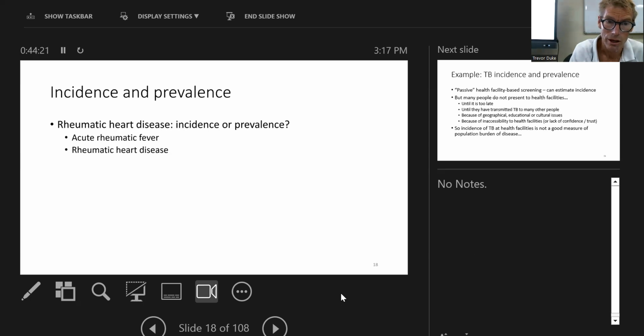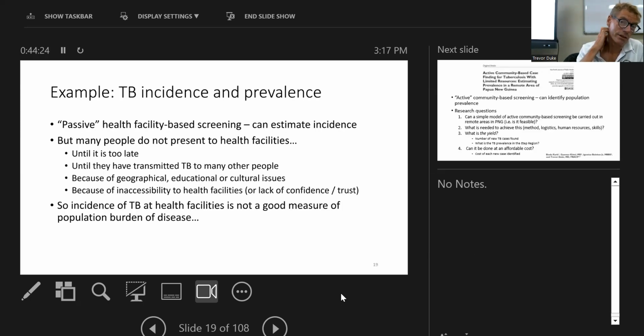Right. All right. I did touch on this a bit, and this is about TB incidence and prevalence and how they're different, and how what we usually do is measure TB incidence, and we don't know enough about prevalence. There have been some good studies looking at prevalence. I want to just go through one of those studies, but there have been some other ones. Mostly our understanding of TB is based on passive health facility-based screening, right? What does that mean? Passive health facility-based screening.